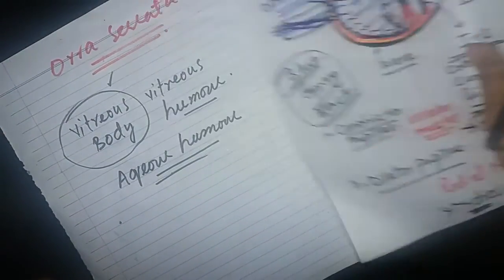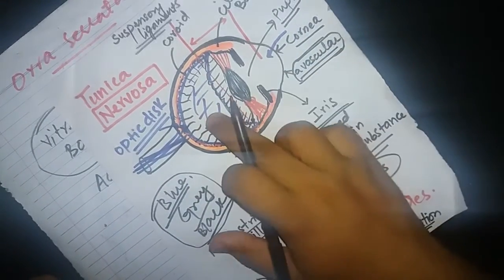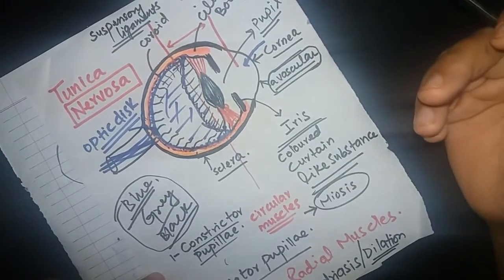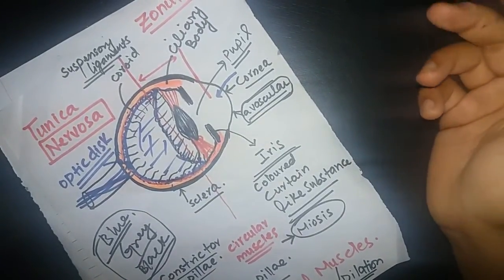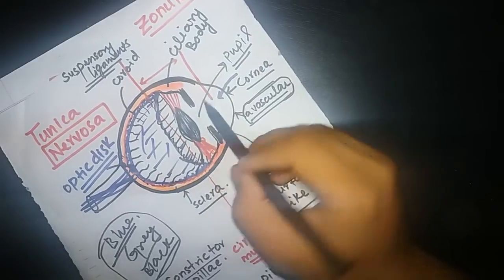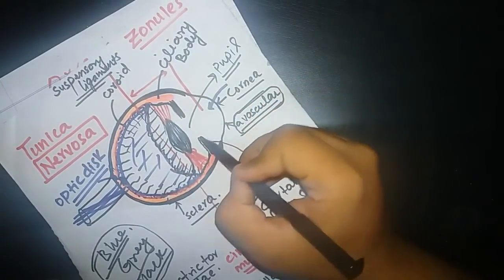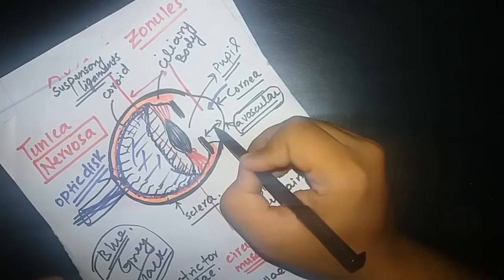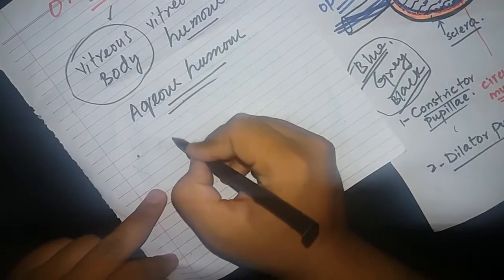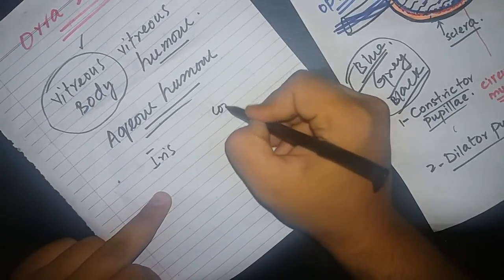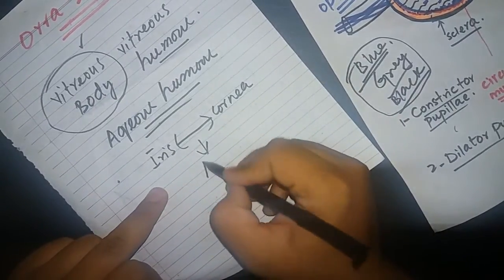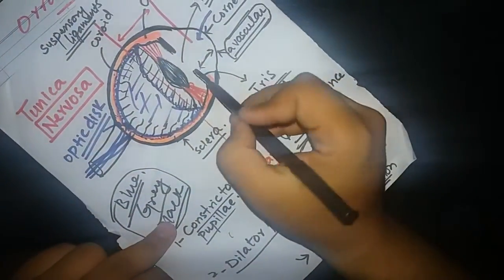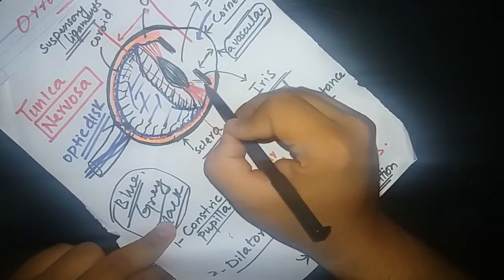Here aqueous humor is present, and here vitreous humor is present. There is confusion in differentiating the anterior chamber and the posterior chamber. The part between the cornea and the iris is the anterior chamber, and the part present between the iris and the lens is called the posterior chamber.